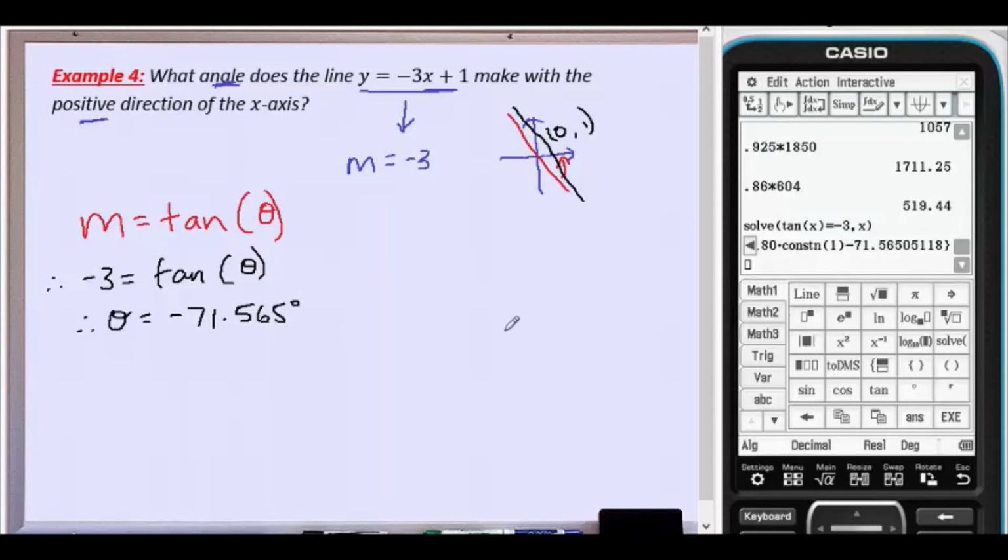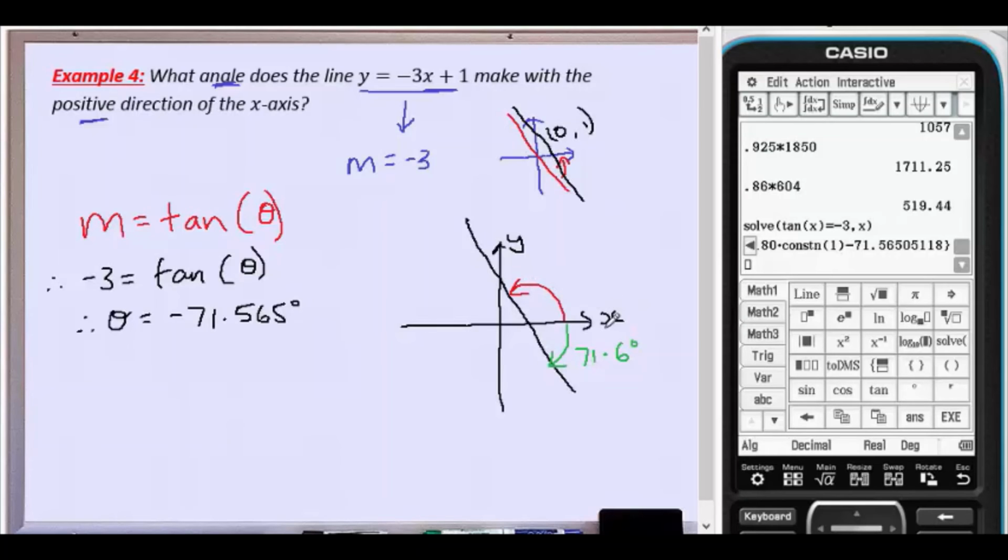Now, we need to keep in mind with this picture, and if I draw the line a little bit better like this, that the 71 degree angle is this. That's the 71.6 degrees. But the question asks us, what angle does it make with the positive x-axis? And what it's actually looking for is this angle.